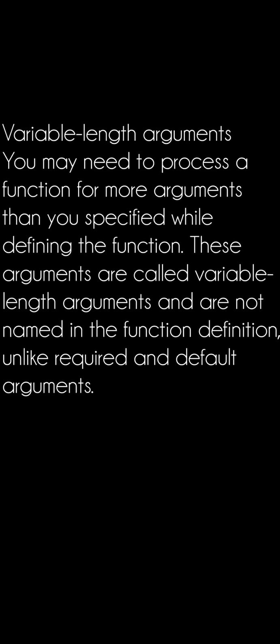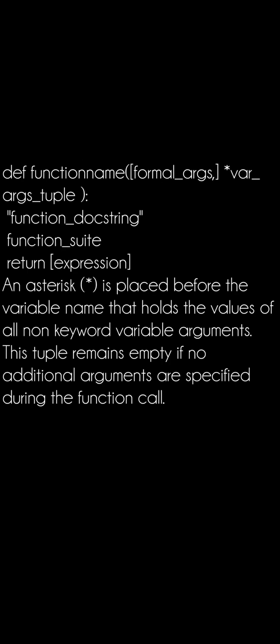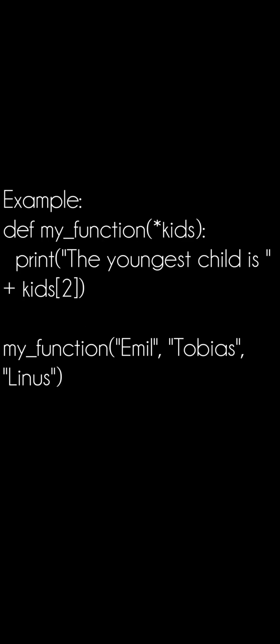Fourth one, variable length arguments. You may need to process a function for more arguments than you specified while defining the function. These arguments are called variable length arguments and are not named in the function definition. Syntax for a function with non-keyword variable arguments is this. Here is the example.